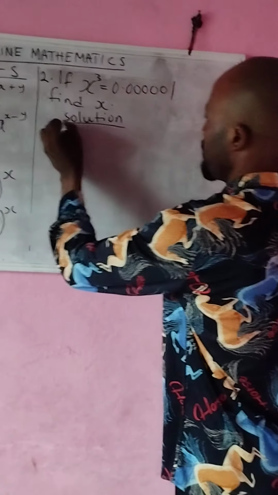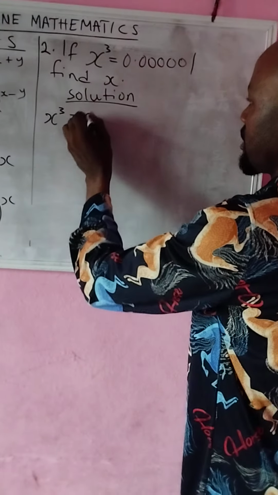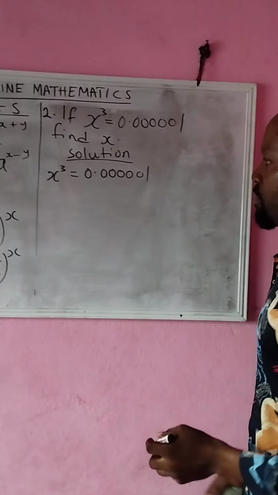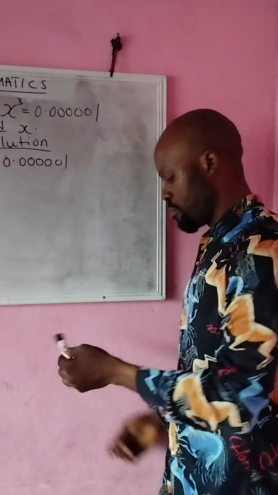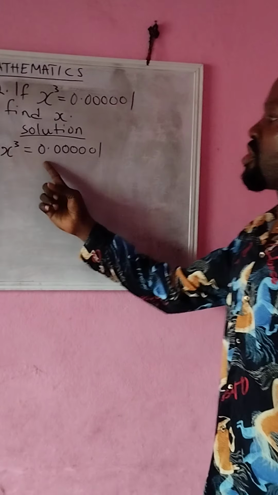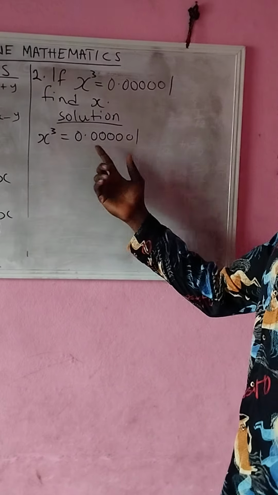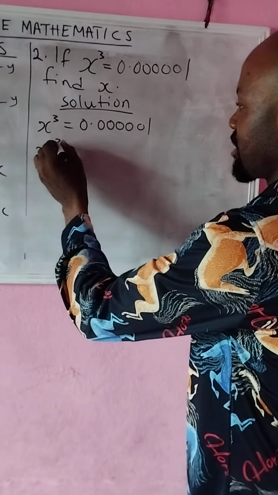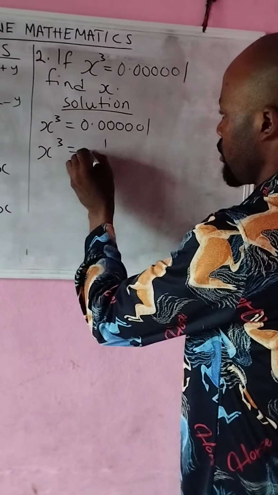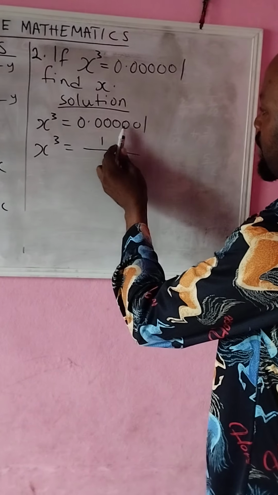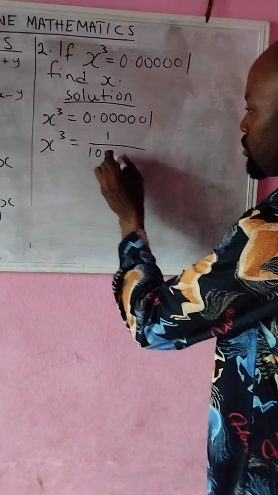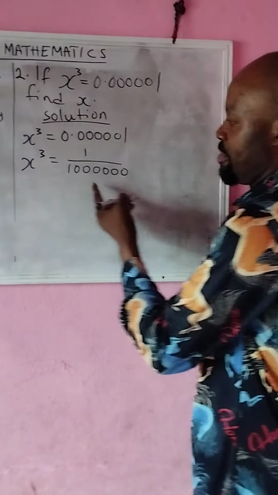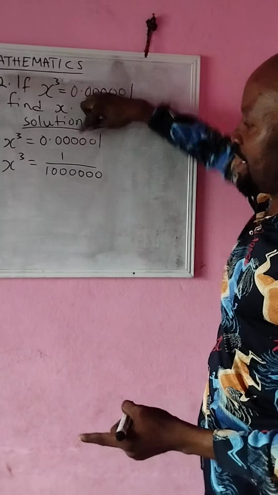Solution, you have x raised to the power of 3 is equal to 0.000001. You can see we have decimal numbers. The first thing is to change the decimal part on the right-hand side of the equation into a fraction. If you do that, you have x raised to the power of 3 equal to 1 over, how many digits? 1, 2, 3, 4, 5, 6. That's 6 zeros. This is 1 million. Now you have changed the decimal to a fraction.